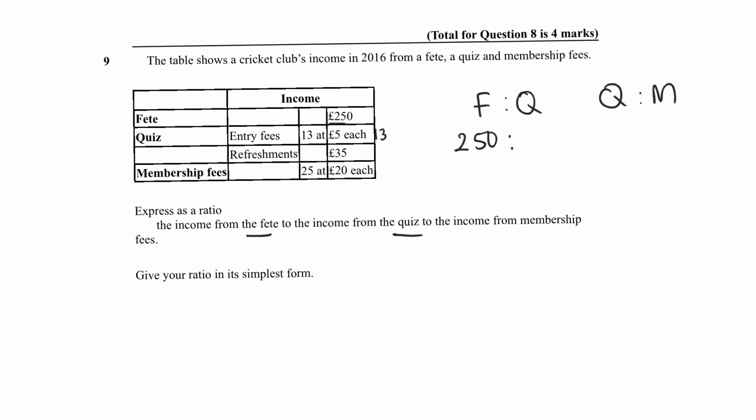So if you put into your calculator 13 times 5, that equals 65, which tells you your income from the quiz. And then from the quiz, you also had refreshments as well. Right, so then the 65 add the 35 equals 100. So then that's actually 100.